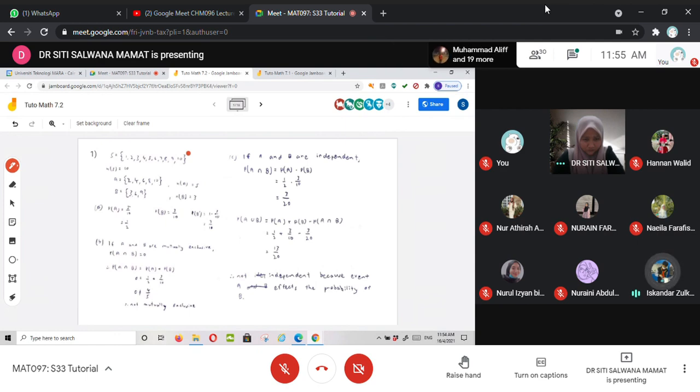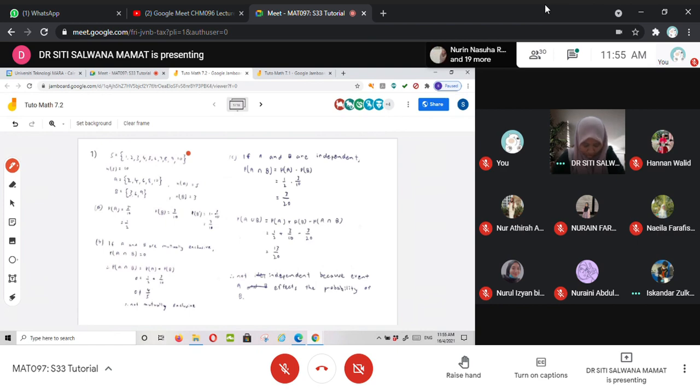For question C, are events A and B independent? If A and B are independent, we use the multiplication rule, which is probability of event A times probability of event B, which equals 3 over 20. Then probability of A plus probability of B minus probability of A intersect B will equal 13 over 20. So it is shown that they are not independent, because event A affects the probability of event B.